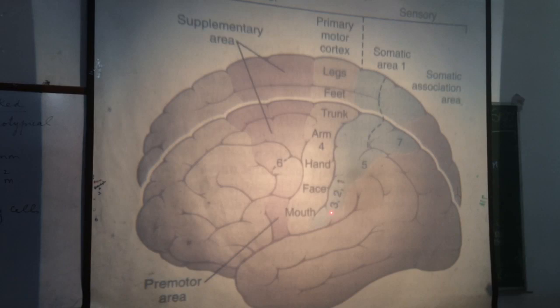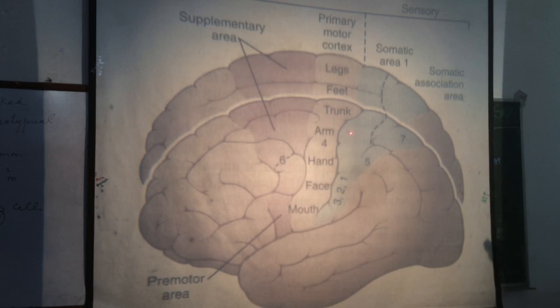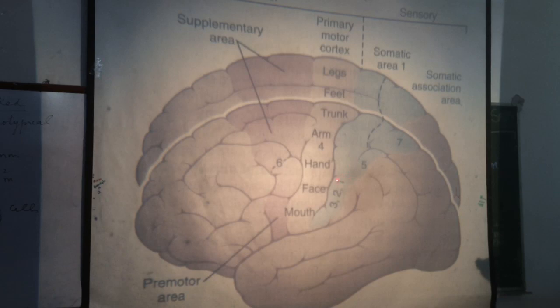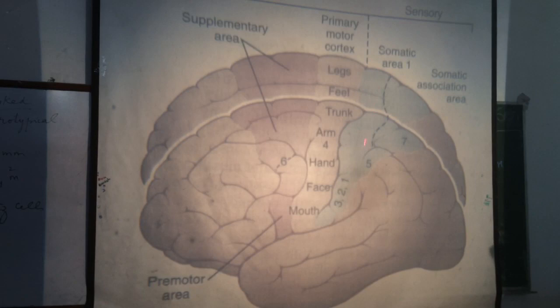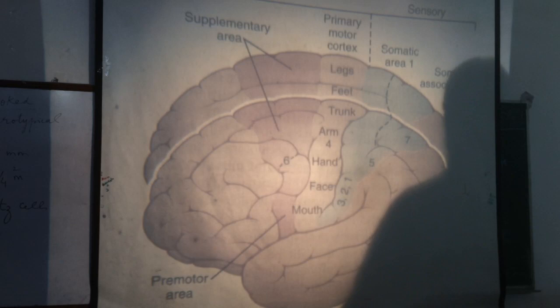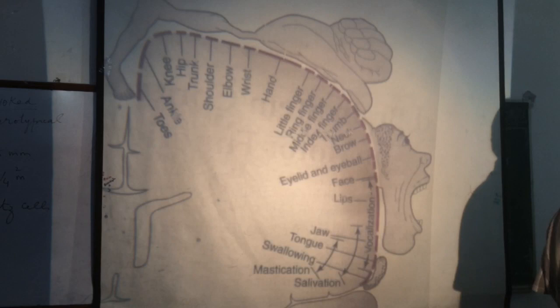You see, this is area S1, right? And it is Brodmann's area 3, 1, 2. Brodmann's numbers 1, 2, 3 make up the somatosensory area 1. Do you see the body parts representation in this area?